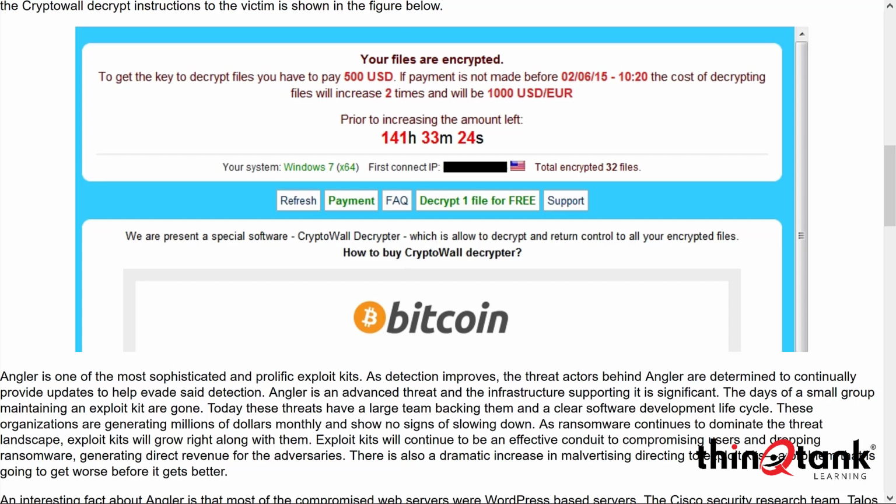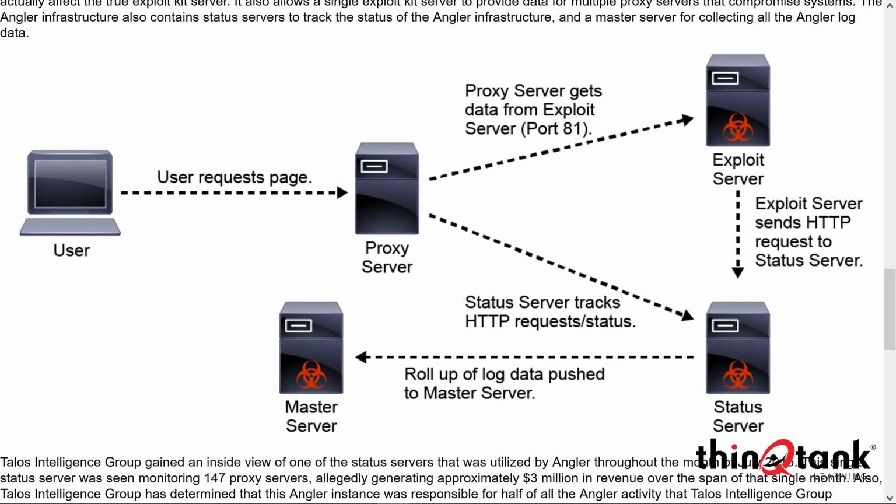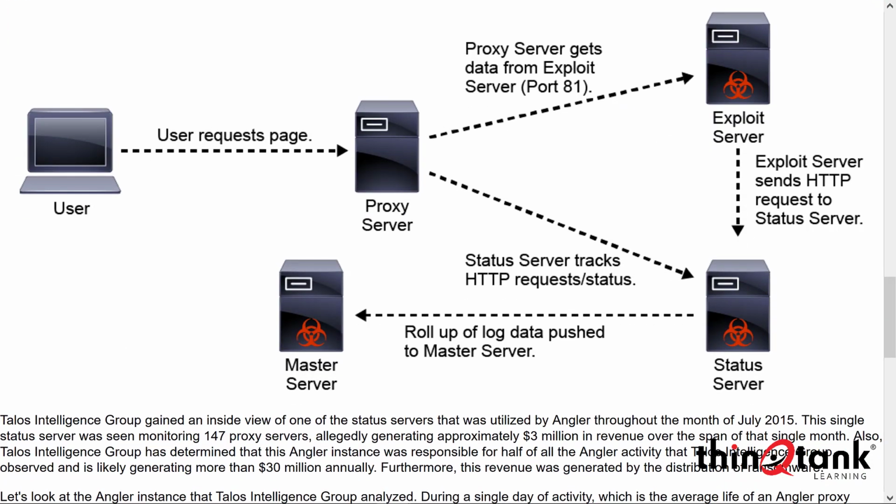There were some interesting facts that Talos discovered as well about the Angler backend infrastructure. Angler wasn't simply a single web application or just a single physical server. The actual Angler architecture included different components that both complemented each other and provided additional redundancy. We have a picture of that right here.